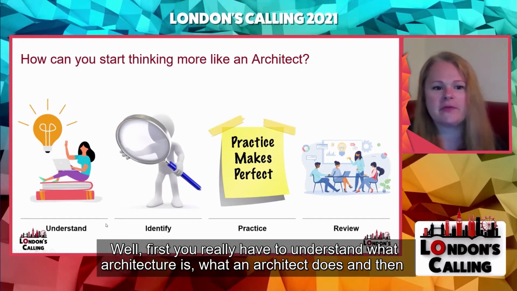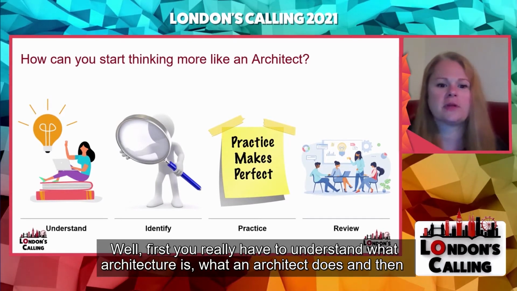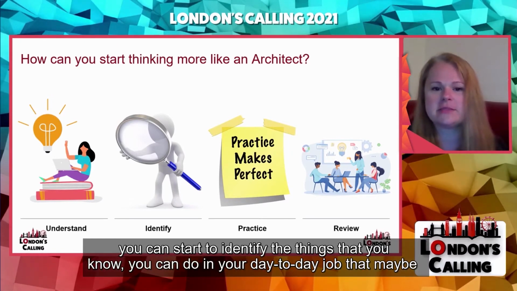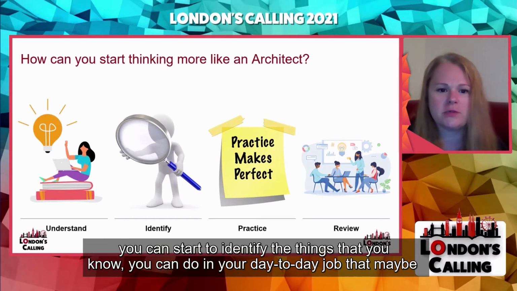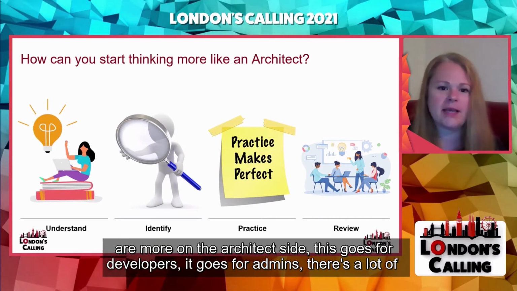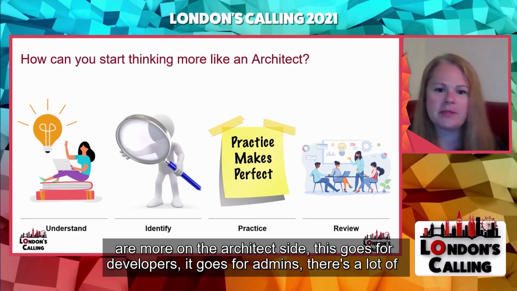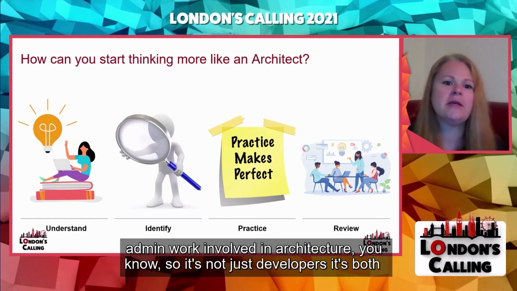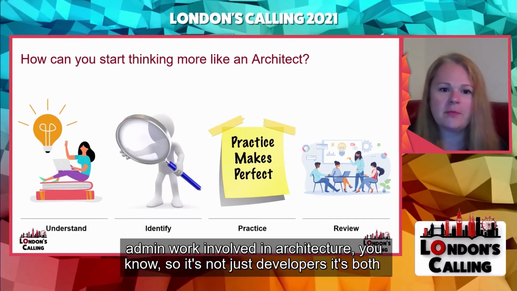So how can you start thinking more like an architect? Well, first, you really have to understand what architecture is, what an architect does, and then you can start to identify the things that you can do in your day-to-day job that maybe are more on the architect side. And this goes for developers, it goes for admins. There's a lot of admin work involved in architecture. So it's not just developers, it's both sides.